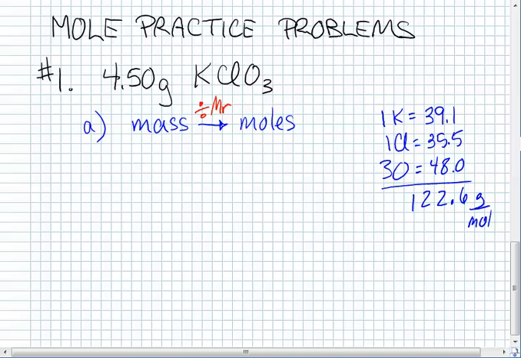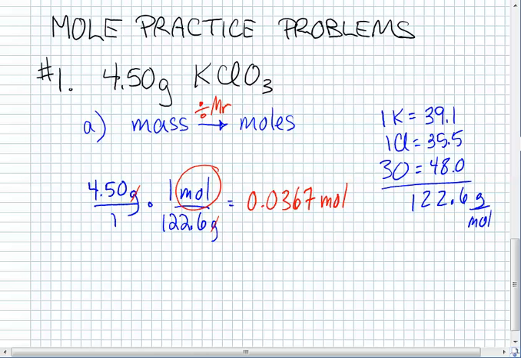And we're now going to divide the mass by the molar mass. And my units of grams cancel out, and I'm left with moles. That gives you your answer of 0.0367 moles to 3 significant figures.